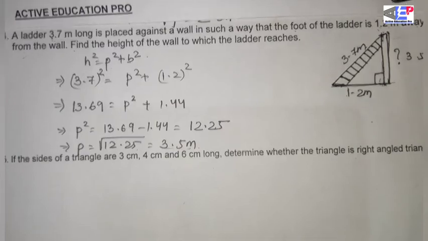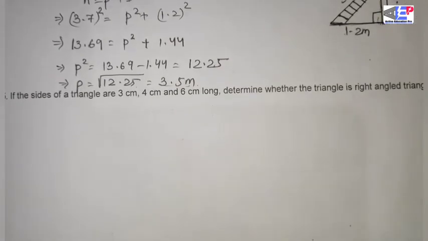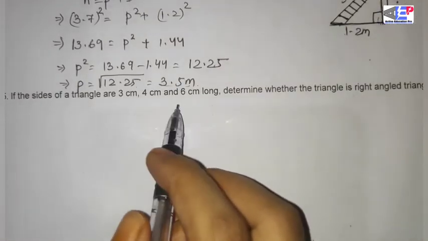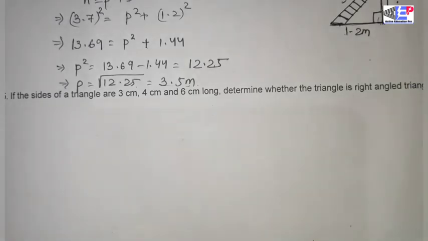The next question, question number 5. If the sides of a triangle are 3, 4 and 6 cm long, determine whether the triangle is a right angle triangle or not. One more theory about Pythagoras theorem, that there is a triplet named Pythagoras triplet. If there are 3 numbers, and the sum of the squares of any 2 numbers is equal to the square of the third one, then yes, it is a Pythagoras triplet.